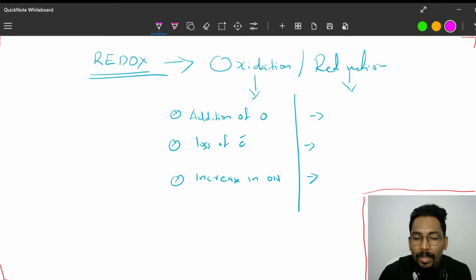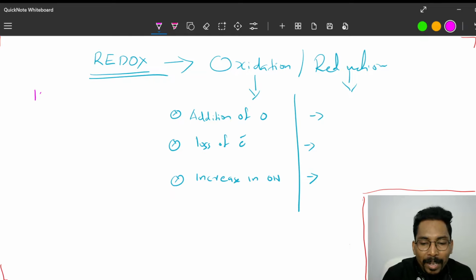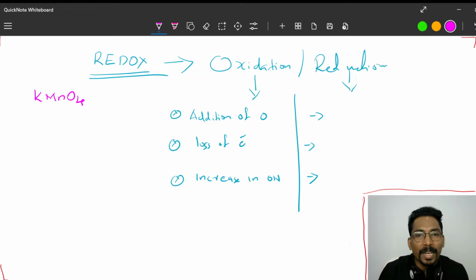For example, if you want to calculate the oxidation number of any element in a compound, how can we do that? Take potassium permanganate. All of you know about potassium permanganate, right? It's a very important chemical which is used in many chemical reactions. What is the formula of potassium permanganate? That is KMnO4.